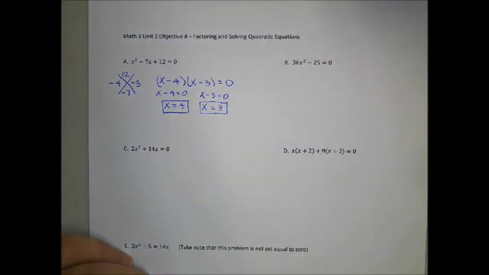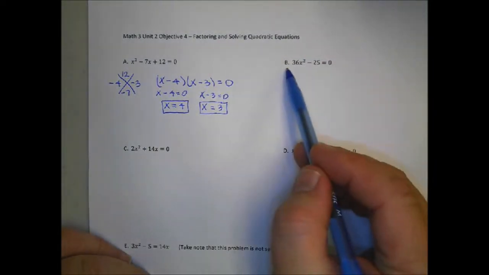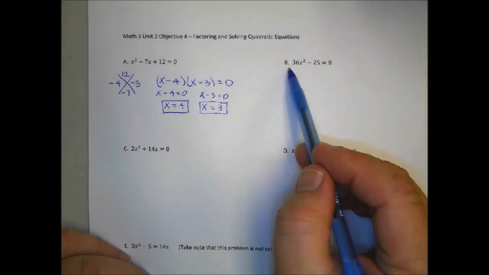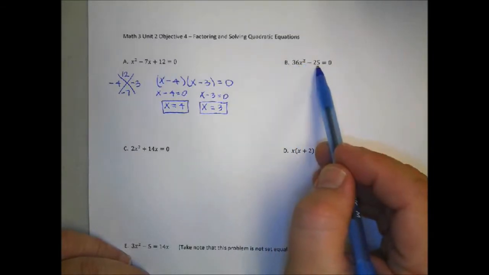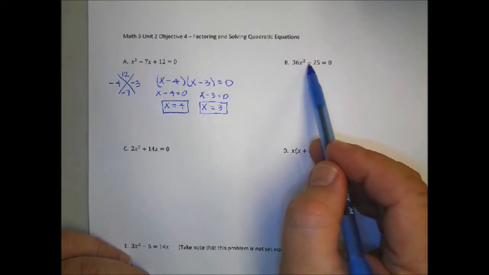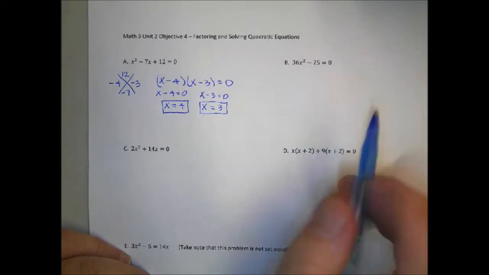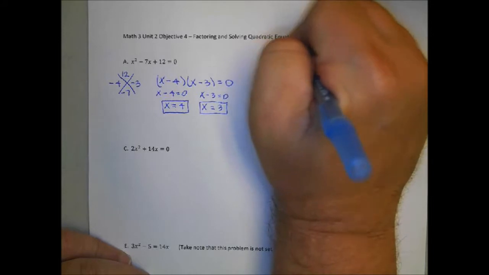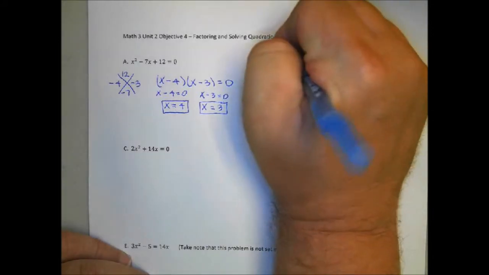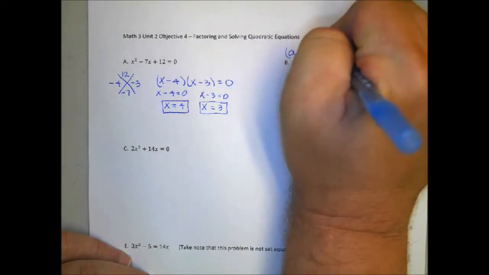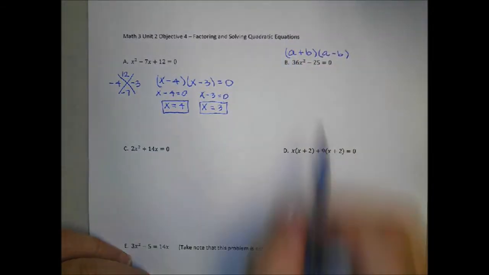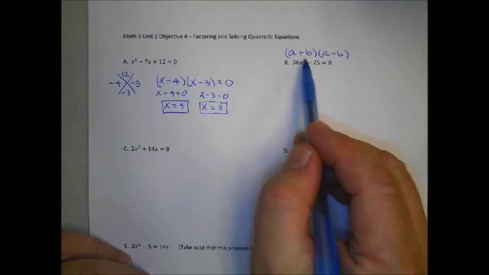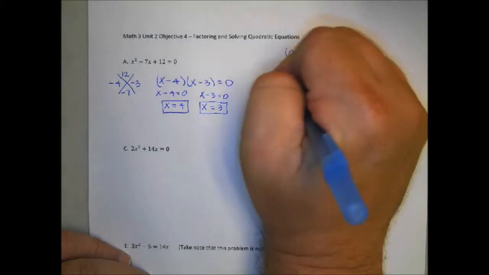The second method that we'll review in problem B is differences of perfect squares. This is a perfect squared term. This is a perfect squared term. There's a subtraction sign between the two, so you know it gets to follow the form a plus b times a minus b. In this case, it's 6x plus 5 and 6x minus 5.